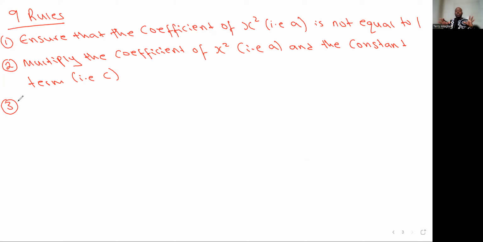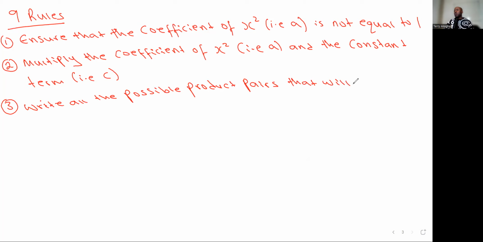Then, after you've multiplied that, the next thing is to write down all the possible product pairs that will result in the answer from step 2.